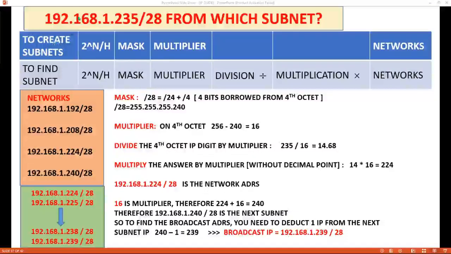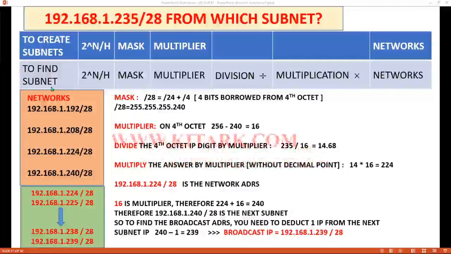So in this calculation they are specifying 192.168.1.235/28, from which subnet. Okay, so they wanted this particular IP address, the subnet network address. So you need to find from which subnet this IP address is from. To do that you just have to find the 2 to the power nh mask multiplier, division, multiplication and networks. Okay, simply before I do the calculation part, I just explain this one.